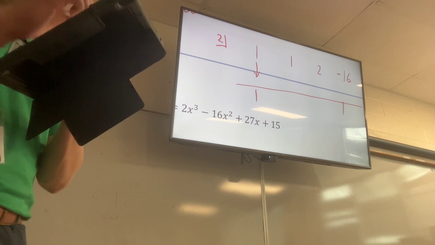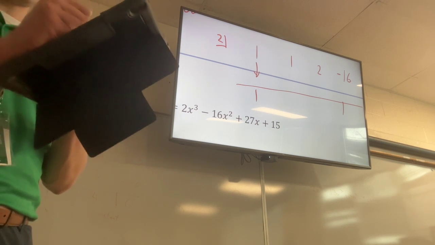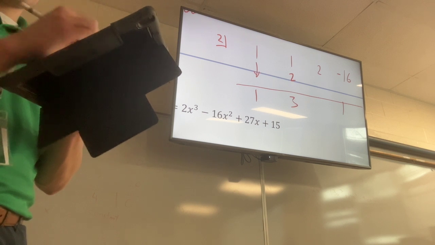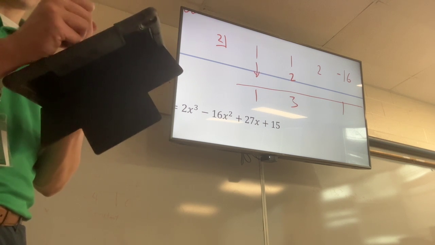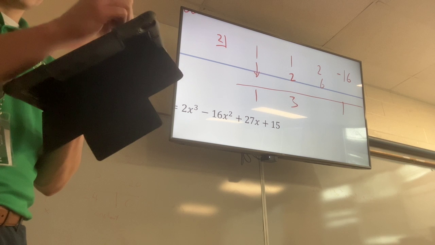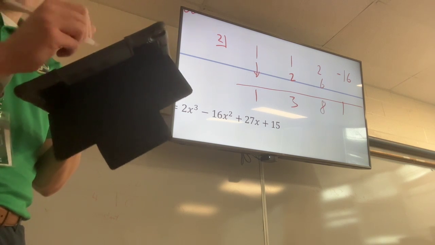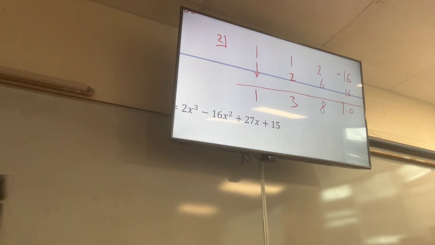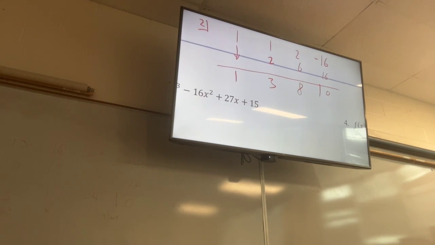Pulling in that 1, 2 times 1 is 2. 1 plus 2 is 3. 2 times 3 is 6. 2 plus 6 is 8. 2 times 8 is positive 16. Negative 16 plus positive 16 is 0.